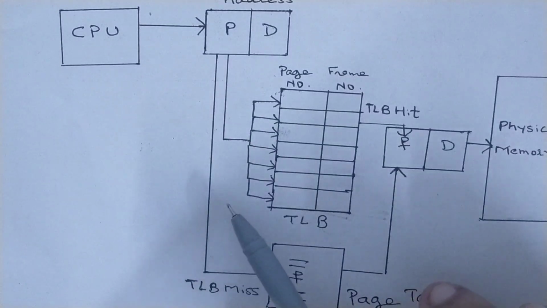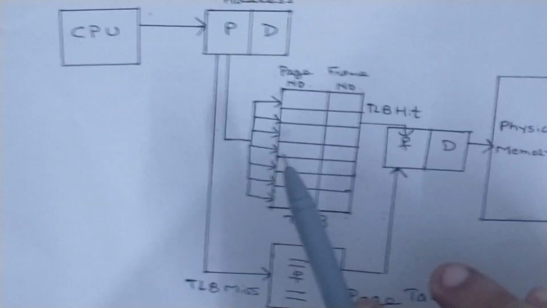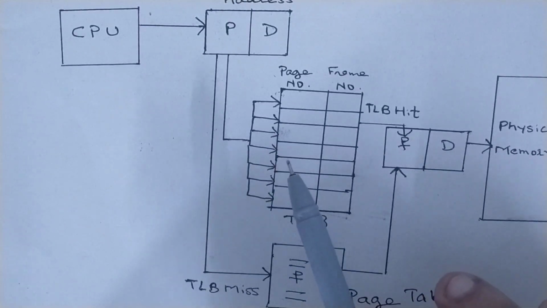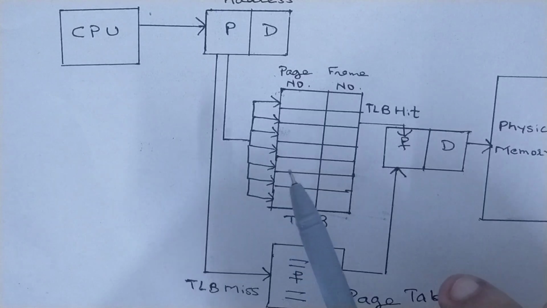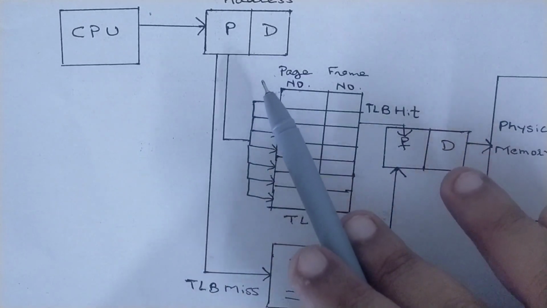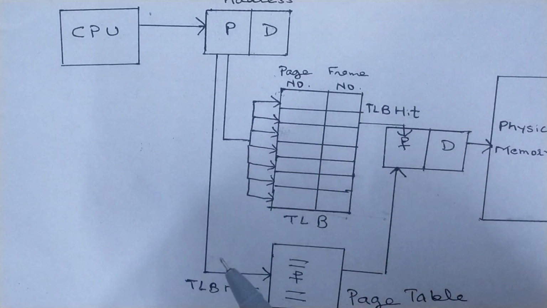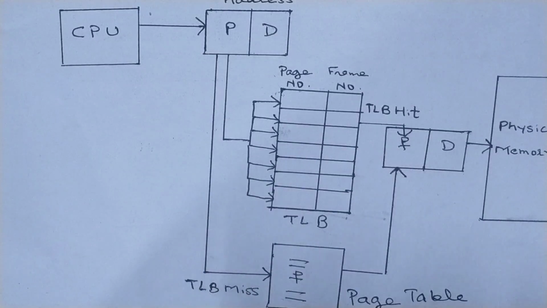In this diagram, as you can see, CPU generates a logical address. If there is a TLB hit and translation of page number to frame number is present in TLB, then logical address is mapped to physical address directly through TLB. Otherwise, if there is a TLB miss, which means translation of page number to frame number is not present in TLB, then CPU refers to the page table and the logical address is mapped to physical address through the page table.